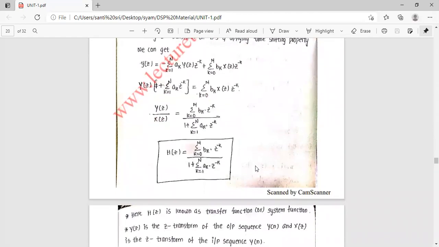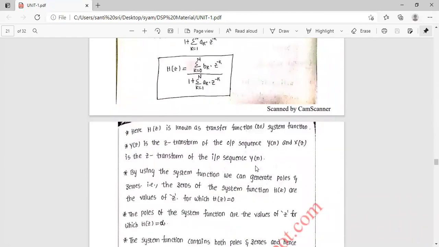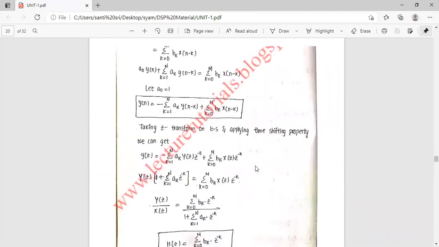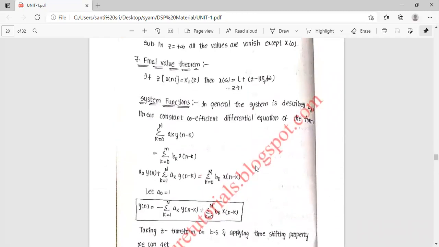Next, coming to system functions. What is meant by system function? We already discussed the system here. In general, a system is described by a linear constant coefficient differential equation of the form.